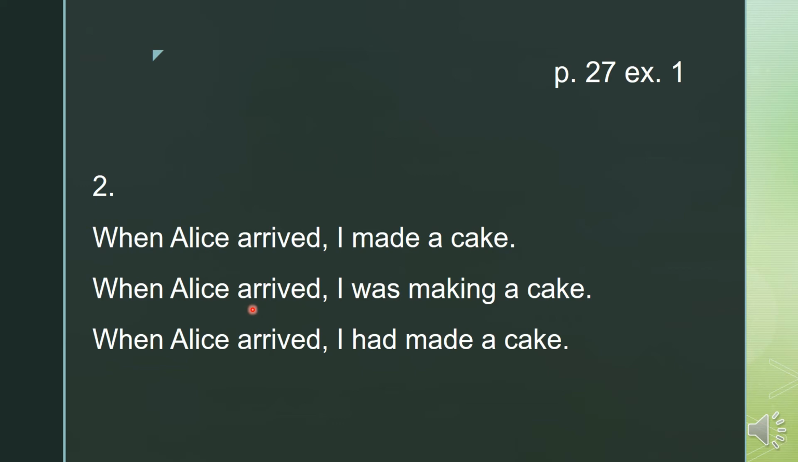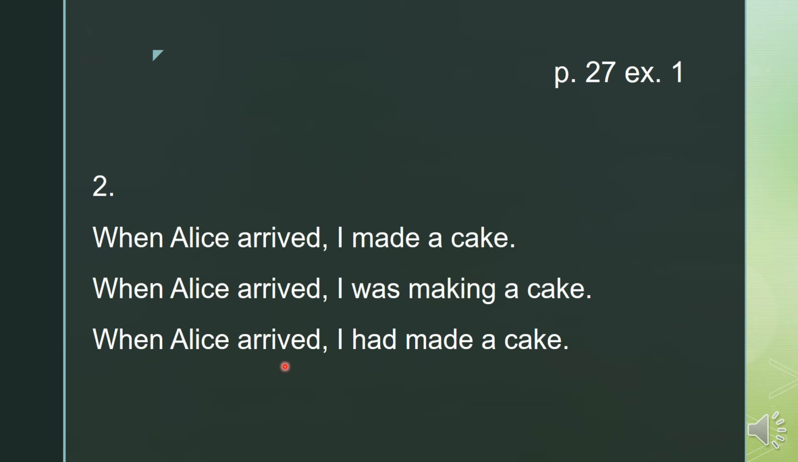The next sentence says, when Alice arrived, I was making a cake. Again, past continuous for action in progress. So this means, what happened first? Well, first I started making a cake, and then Alice arrived, and then, we don't know, but probably, I continued making the cake. Right? So she arrived after I started making the cake, but before I finished making the cake. Action in progress.